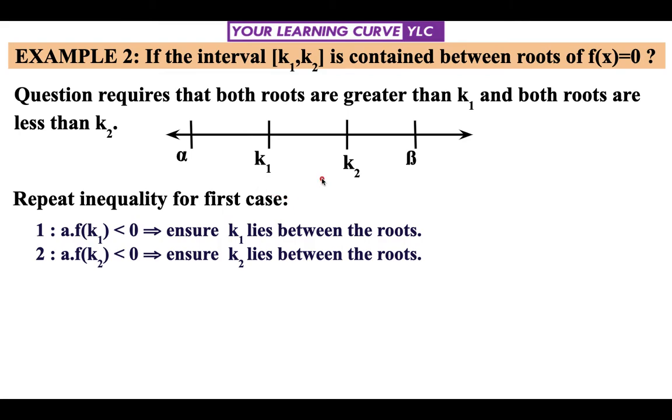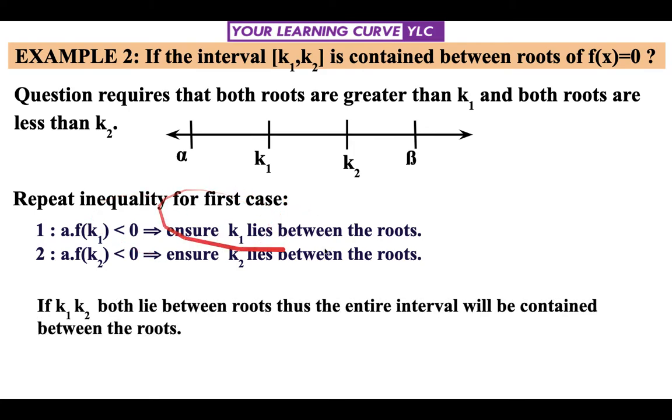Here you don't need to ensure that the roots of the quadratic exist, because a times f(k1) less than 0 or a times f(k) less than 0 by itself ensures that the quadratic has roots. I have already discussed this previously in this video. So these two are sufficient and necessary conditions for ascertaining that k1 and k2 are contained between alpha and beta.